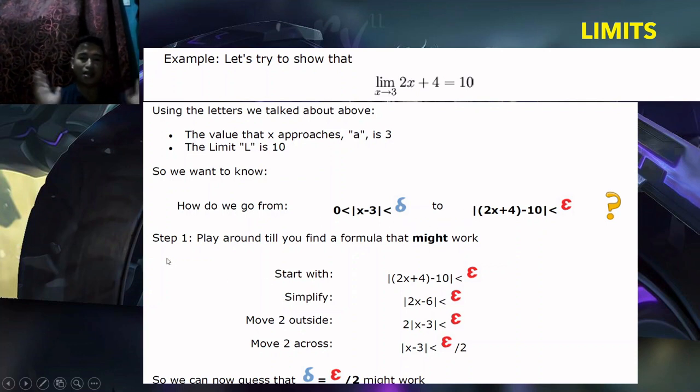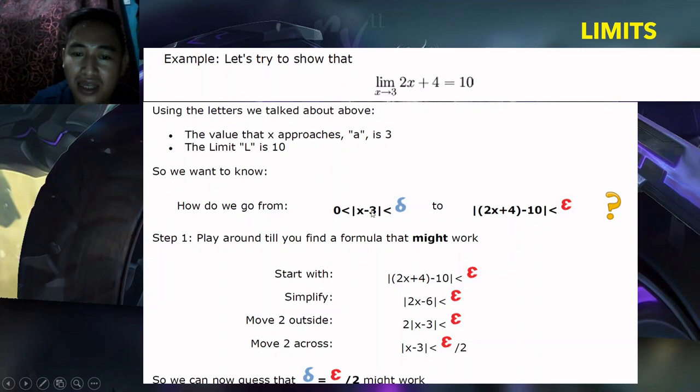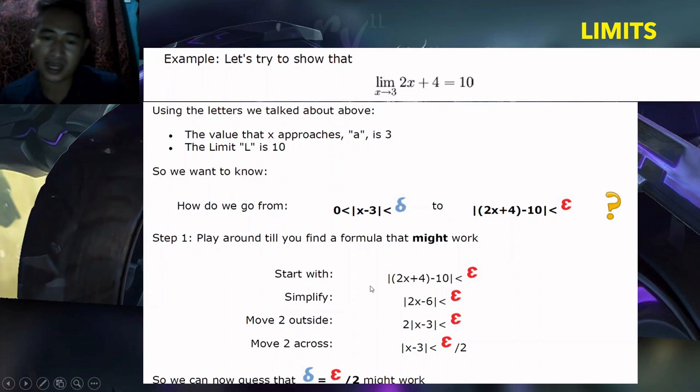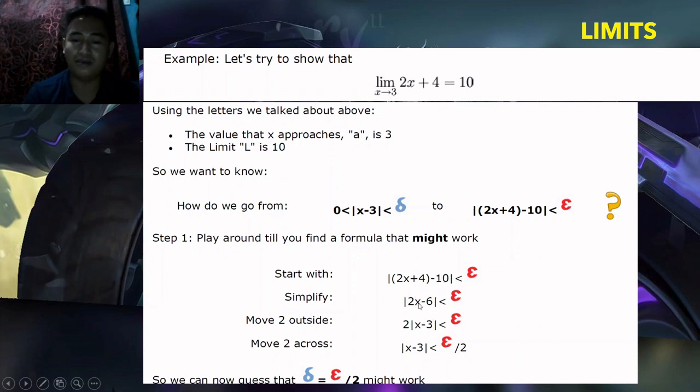So step 1, what we will do is start from the direct expression. We operate on it because we need to form the absolute value of x minus 3. Start with the absolute value of 2x plus 4 minus 10. So 4 minus 10 is minus 6. Then the absolute value of this is less than epsilon. Then we can factor out 2 times x minus 3.